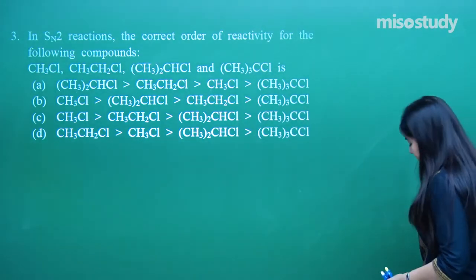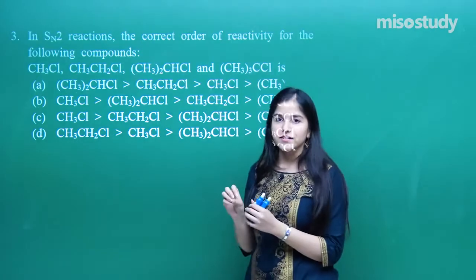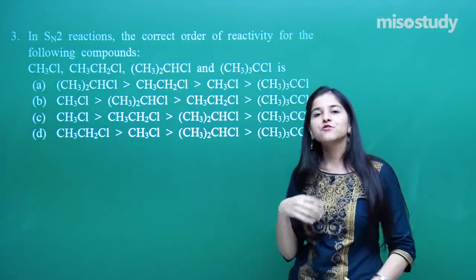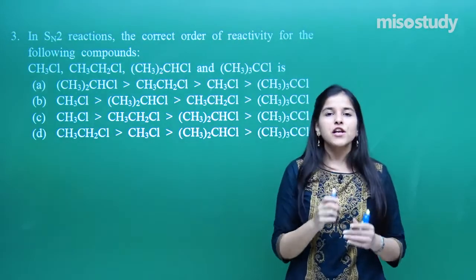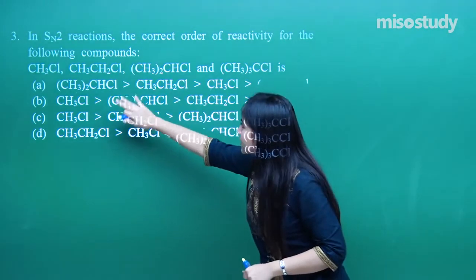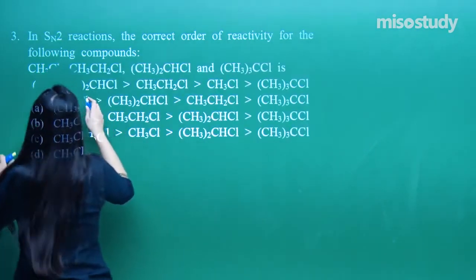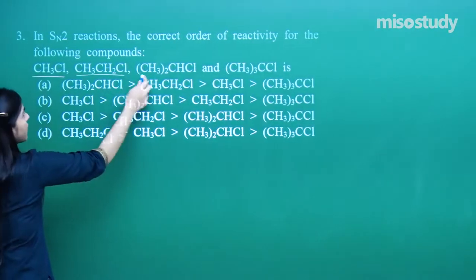So now the question says, in SN2 reactions, the correct order of reactivity for the following compounds. I need to have the reactivity. So you all know what the reactivity is here. I have got 4 options here. They have given 4 compounds.